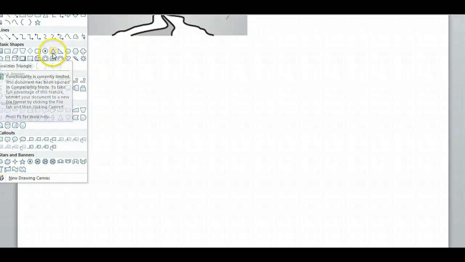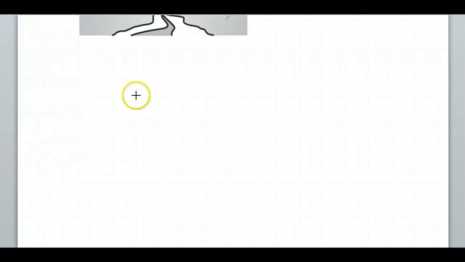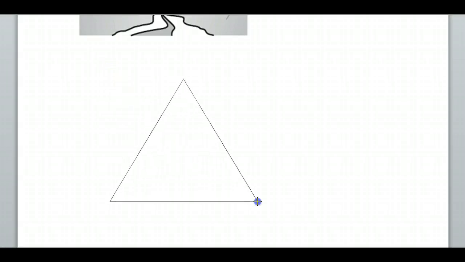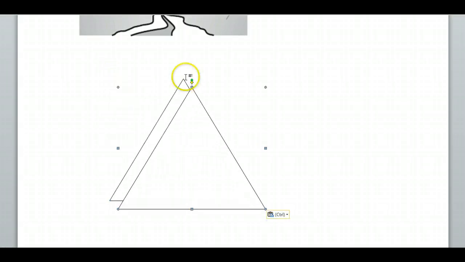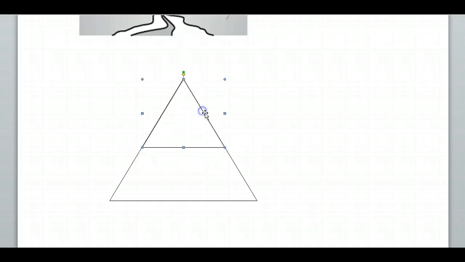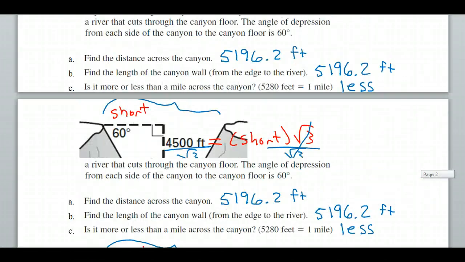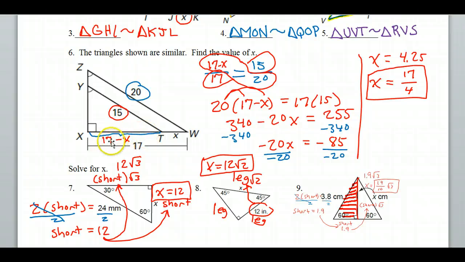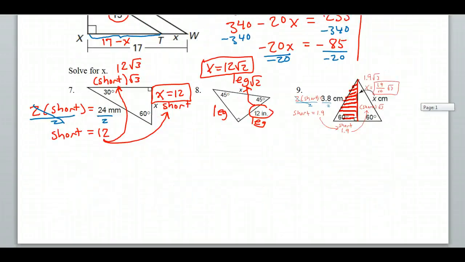Okay. I just want to practice one more time with that thing. Let's see. Just give me 1 second. All right, I'm making some similar triangles here. So these triangles are similar. Now, I just want to practice this concept. Remember up here where I did the 17 minus x? I want to practice that one more time.